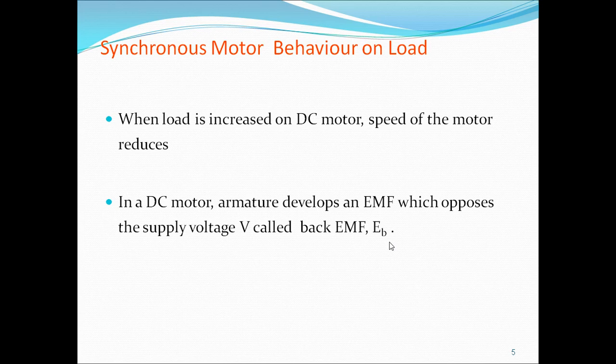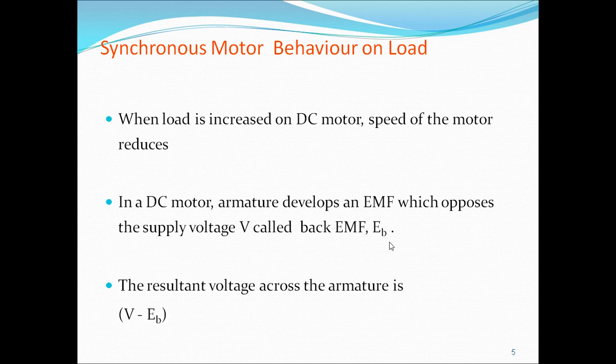In a DC motor, not only is the speed reducing, it produces a back EMF, Eb, where Eb is called back EMF and is denoted with a capital E and suffix small b. Eb is equal to 120f by P, and it opposes the supply voltage. So the resultant voltage across the armature is the difference between the supply voltage and the back EMF Eb. So the voltage across the armature is V minus Eb.